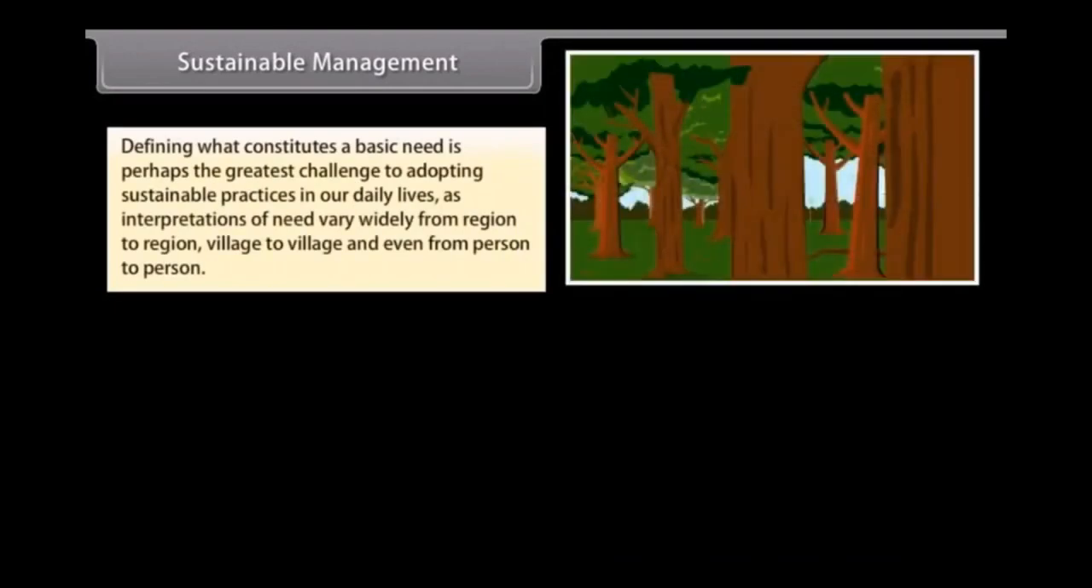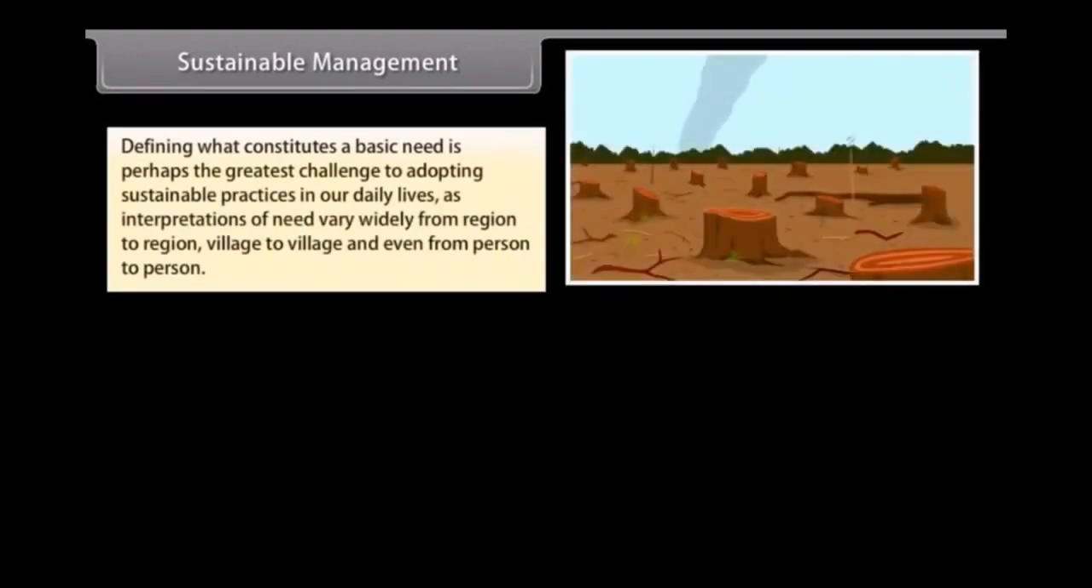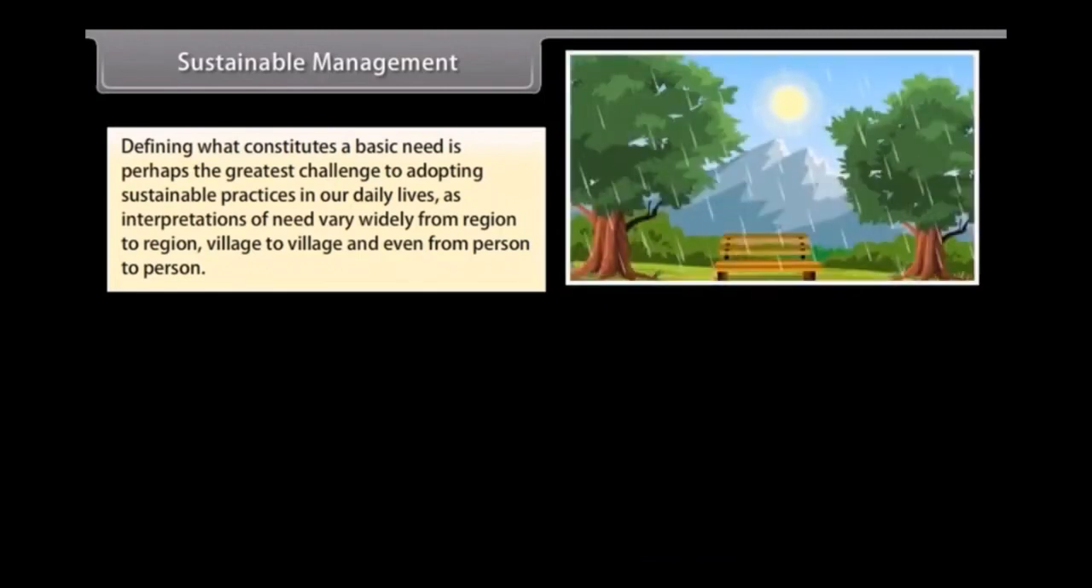Defining what constitutes a basic need is perhaps the greatest challenge to adopting sustainable practices in our daily lives, as interpretations of need vary widely from region to region, village to village, and even from person to person.